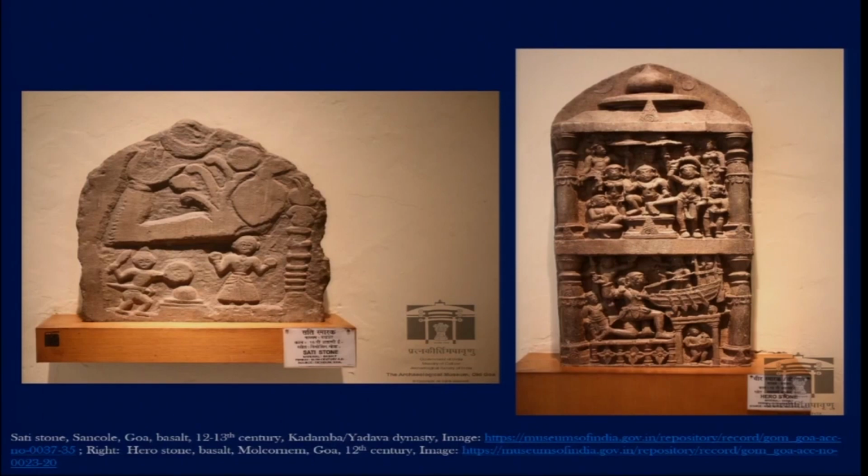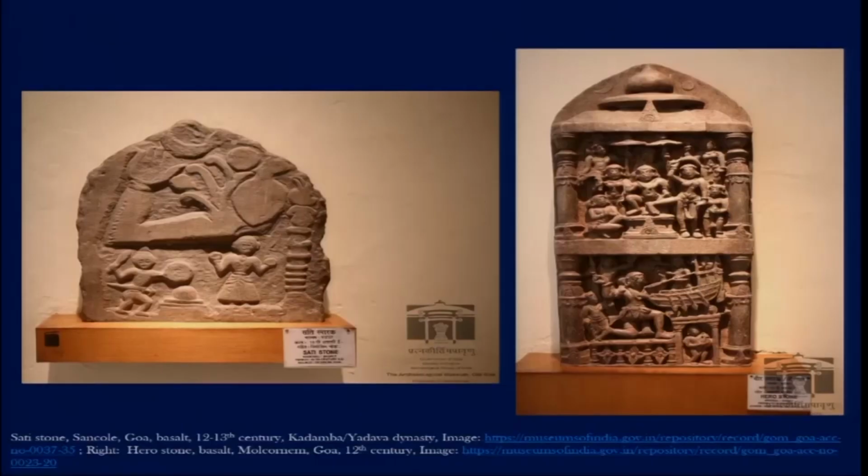And this practice is not specific to the Vijayanagara area or the Vijayanagara period, that is from the 14th century. This practice had already been there in parts of the Indian subcontinent among Hindu women. So here we have a sati stone that comes from Sankol in Goa, and perhaps it was made in the 12th or 13th century. So that predates the Vijayanagara period, and this is a sati stone which has perhaps been made of basalt.